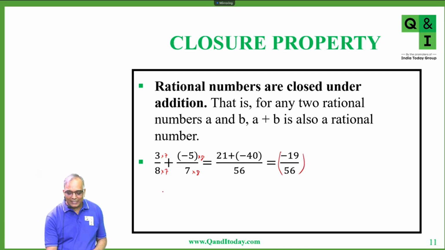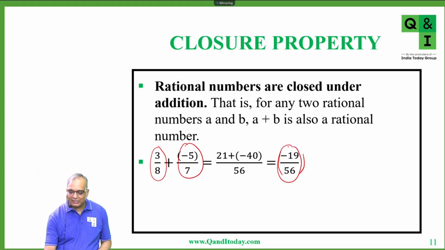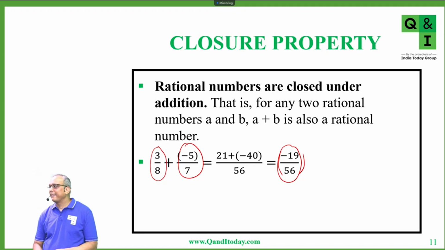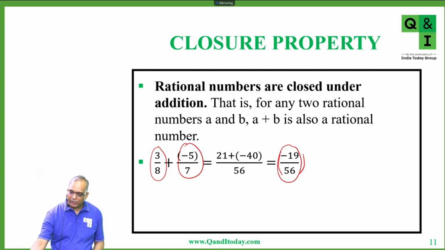Now you can see both of these, 3 by 8 and minus 5 by 7, are rational numbers, and the sum of this is also a rational number. So that's why we say that rational numbers are closed under addition. Clear, students? Yes, sir. Okay.